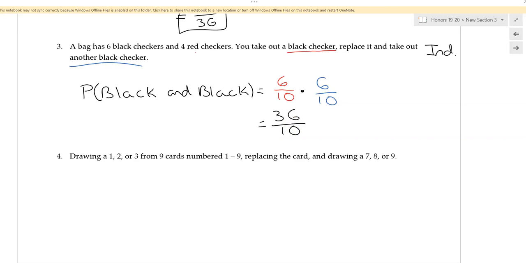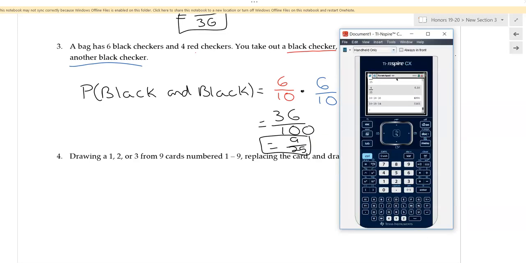We do want to reduce that. Forgot the 100. And that is 9 out of 25. Ran out of room a little bit at the end. Okay. Or, especially as our numbers get bigger, you could do 6 out of 10 times 6 out of 10. Calculator gives it right to you.